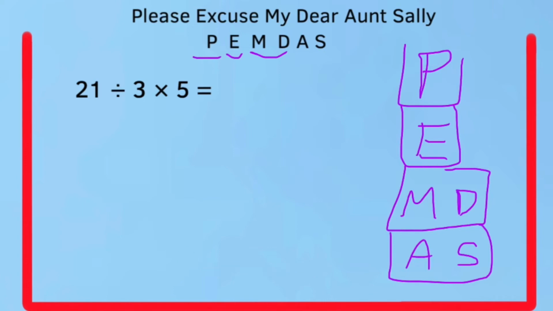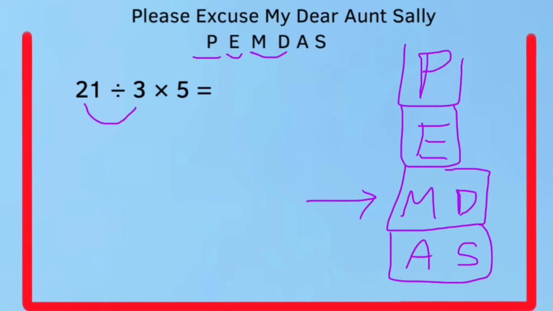So what do we have? Division and multiplication, okay? That's over here. I don't do the multiplication first. I do it from left to right. Otherwise, I'll have a different answer, and it will not be correct.